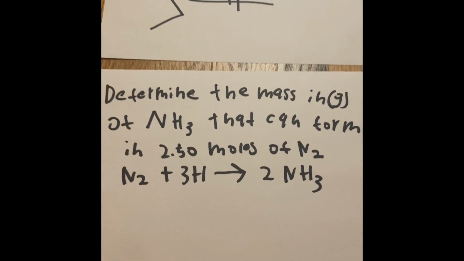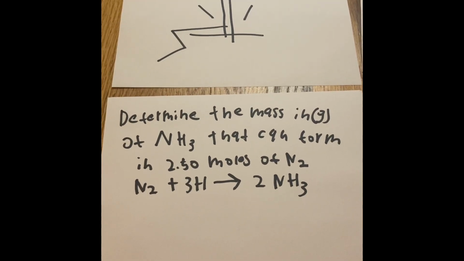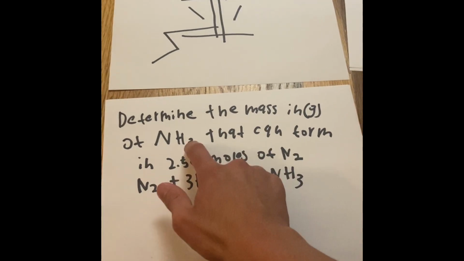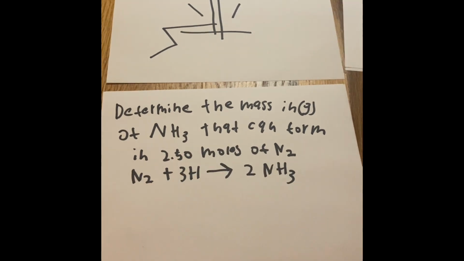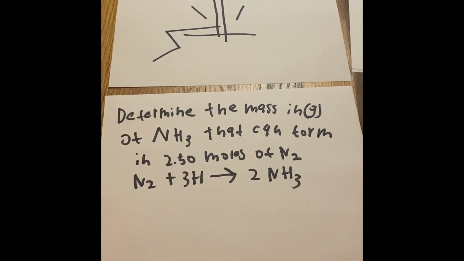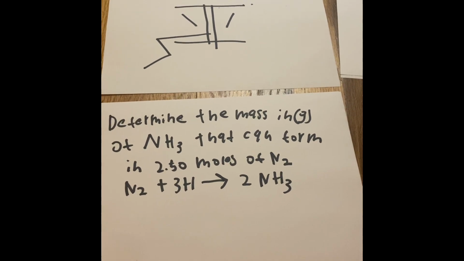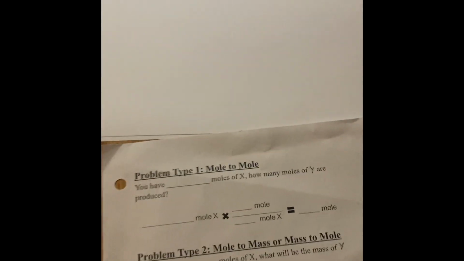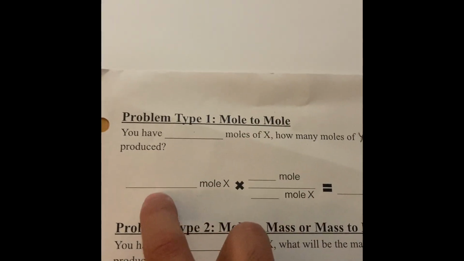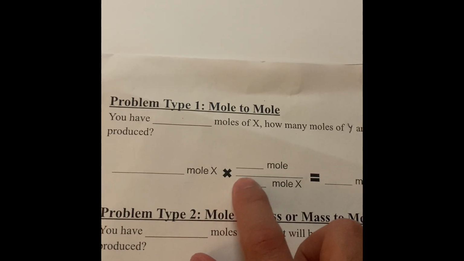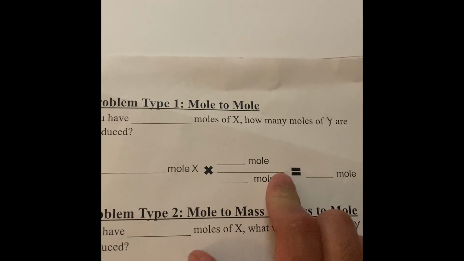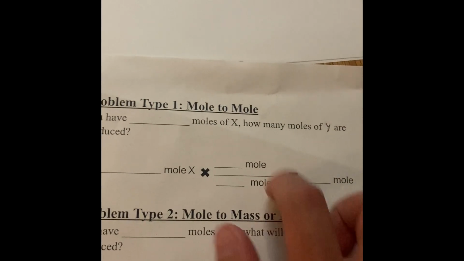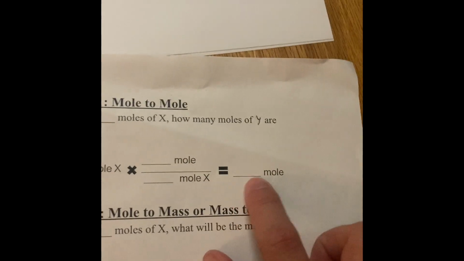Well, one, this is not a mole-to-mole problem, because what we're trying to figure out is how much mass NH3, or ammonium, would be if it formed in 2.5 moles of nitrogen. So the mass of ammonium is the thing that's missing. From the last video, we took a look at mole to mole. We multiplied this by this right here. We would have the ratios between the known element and the element that's compared to, and then that is how many moles.